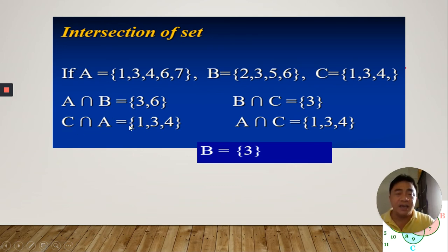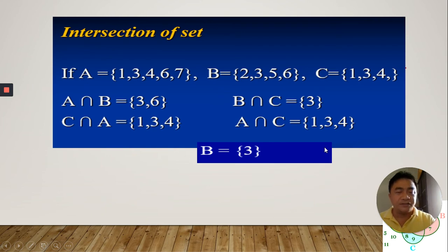C intersect A, we have this and this. So we have 1, 3, 4. B intersect with C, we have 3 only. No 1, no 4, only 3. A intersect with C, we have 1, 3, 4. Just like this, we just get the other way.